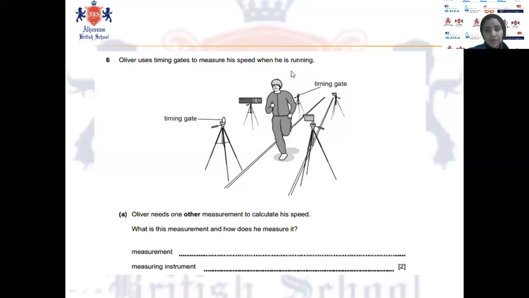Okay, excellent, Faris. Oliver uses a timing gate to measure his speed when he's running. Oliver needs one other measurement to calculate his speed. Distance. In measurements, we measure distances in meters. In a measuring instrument, meter ruler. Excellent. Or meter scale. Meter ruler, meter scale, tape. The same meaning.